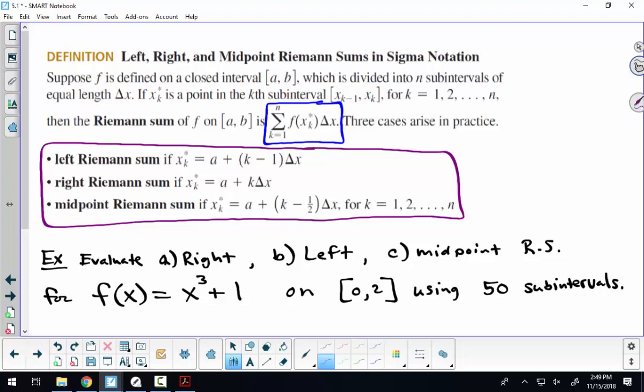Notice where these x stars go. If we're using the midpoint, the right, or the left Riemann sum, we compute what these x stars are, and these turn out to be functions of k. They have that k inside them.